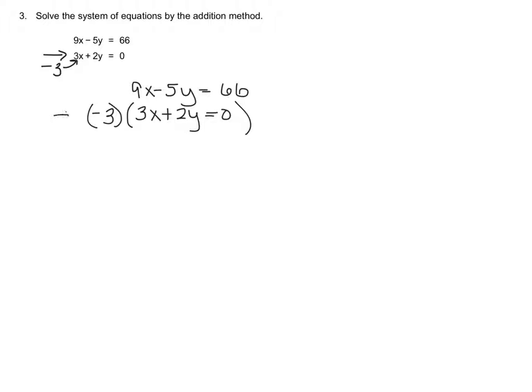Okay, so I'm going to multiply the second equation by -3. That means I'm going to multiply every term in the equation by a -3. When I do that, I get a -9x minus 6y equals 0, because -3 times 0 is 0. And my top equation stays the same.